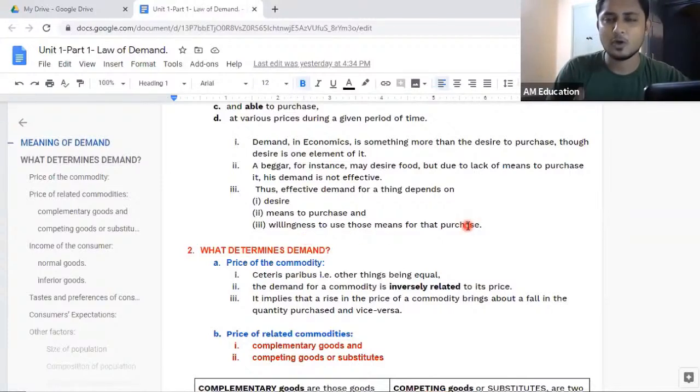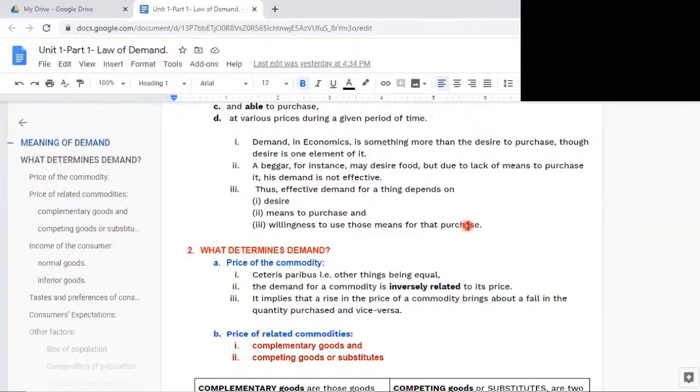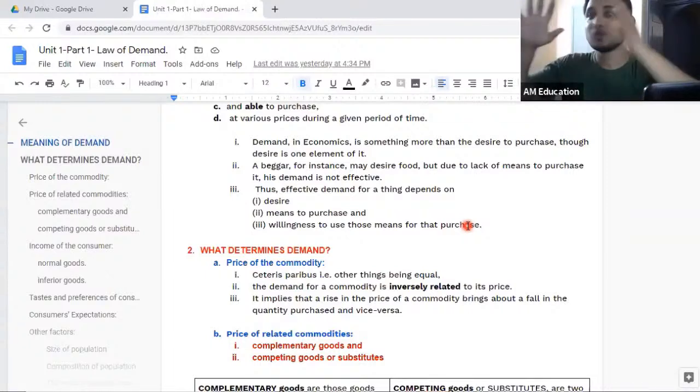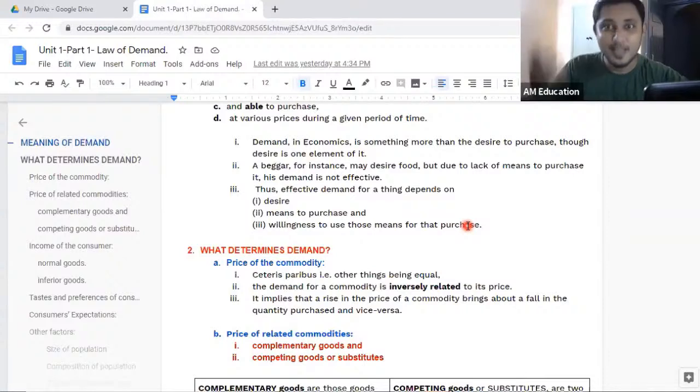Give me an example. I told you I wanted a Lamborghini car, right? So I have a desire of buying a Lamborghini car and assume the car costs 1 crore 50 lakhs. And for God's sake, I have 1 crore 50 lakhs as my wealth. Now, I have the desire to buy that car. Yes or no? Yes, sir. Do I have the ability to buy that car? Yes, sir. Lovely. But am I willing to use all of that wealth to just buy this car? No, sir. Exactly right. That is my wealth. Dude, I have to run my life.